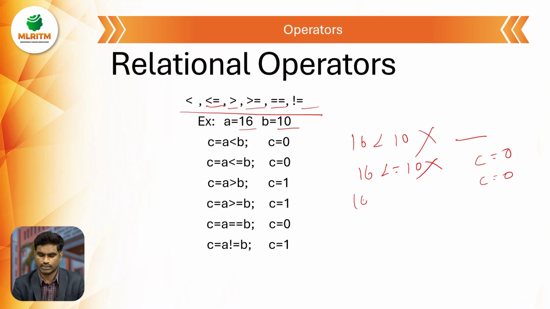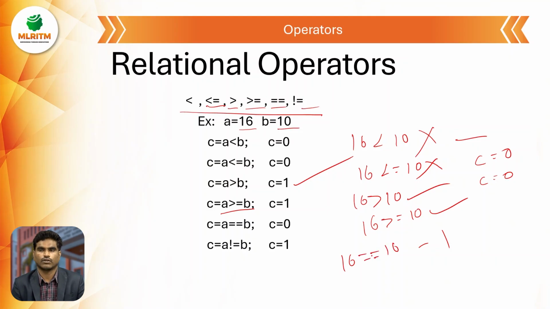Next, 16 greater than 10. This condition is true, so it gives the result 1. So that value 1 is stored in c as usual. Next, a greater than or equal to b: 16 greater than or equal to 10. This condition is true, so it returns the value 1. Next, a equal to b: 16 equal to 10. This condition is false, so the result is 0. Next, 16 not equal to 10. This condition is true, so it gives the result 1.